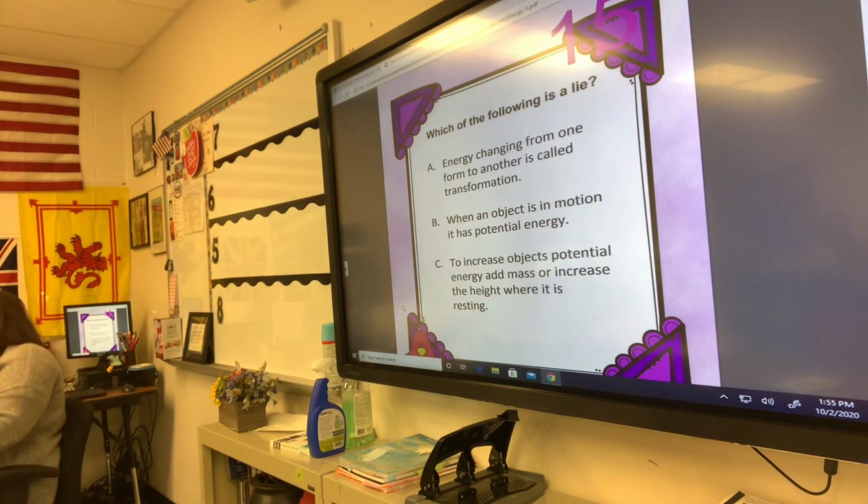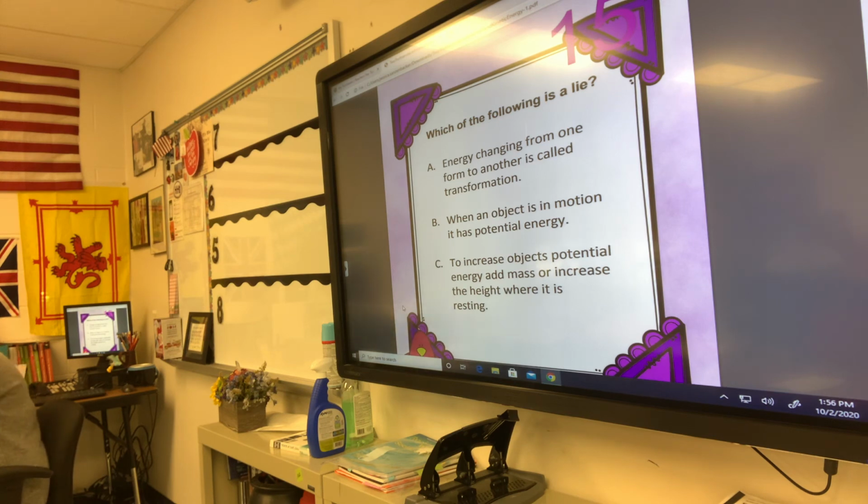Number 15. Anybody have an answer? Kamaya? B. B, right. When an object is in motion, it has potential energy. That's the opposite. We know that if an object is moving, it has kinetic energy.